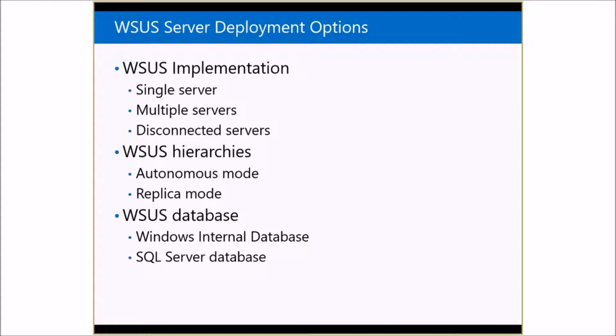So with the WSUS hierarchy, we can have an autonomous mode, which means it's responsible for itself. We can have a replica mode, which means it's replicating from other WSUS servers. So the WSUS database, it can use an internal Windows database, okay, which is what we'll use. But ideally, you'll probably use a SQL database, okay. And obviously, a SQL database requires you to install Microsoft SQL Server onto your server that's on your network, and the WSUS server can actually then use it.